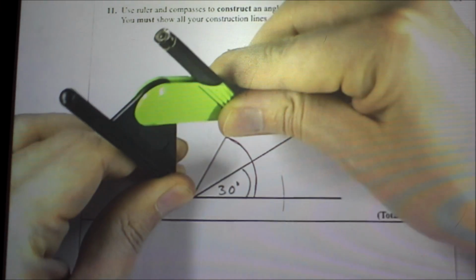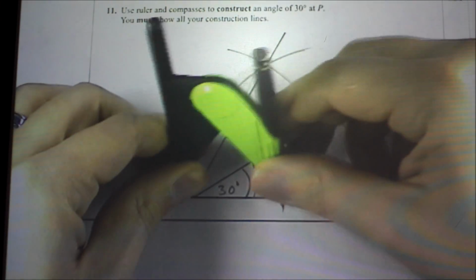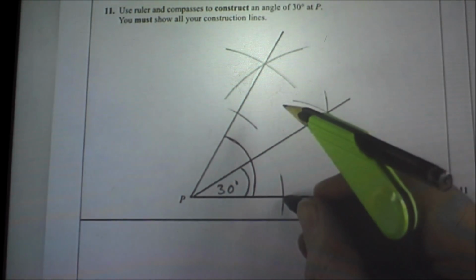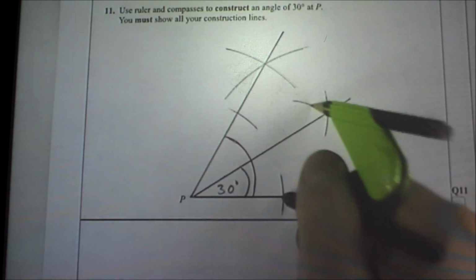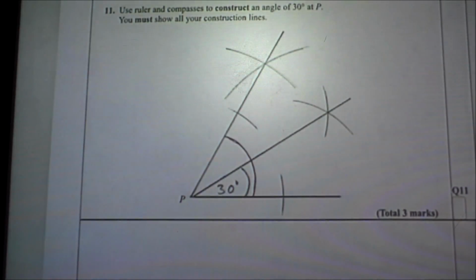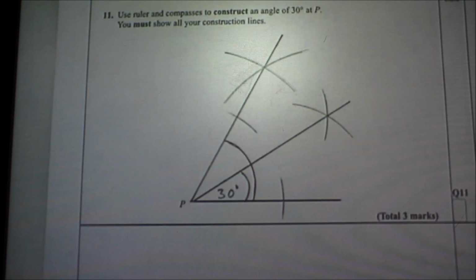Draw that there, and draw that one there, and do the same thing that we did last time. That goes there like that, and from the other one, and then you need to connect it up to the point there, and that is an angle of 30 degrees. And that's your questions on construction.